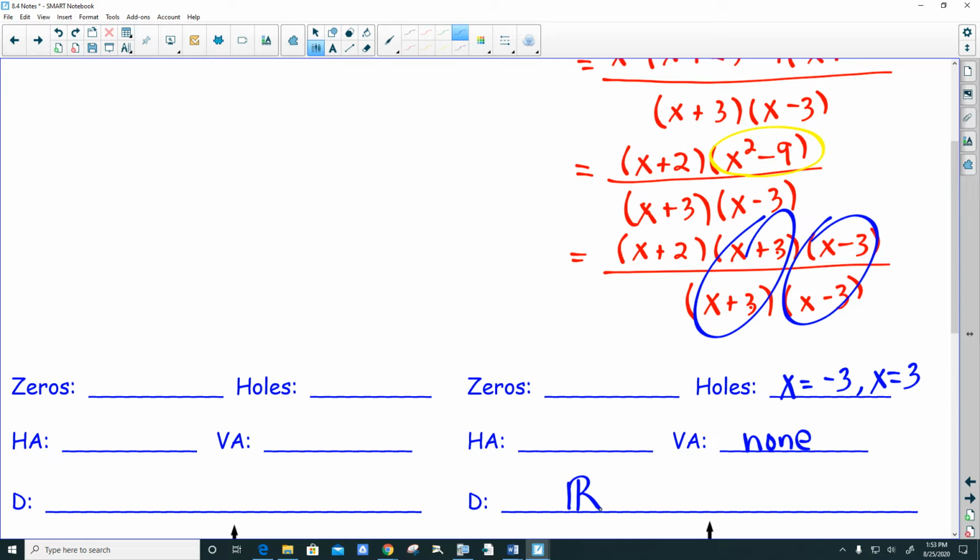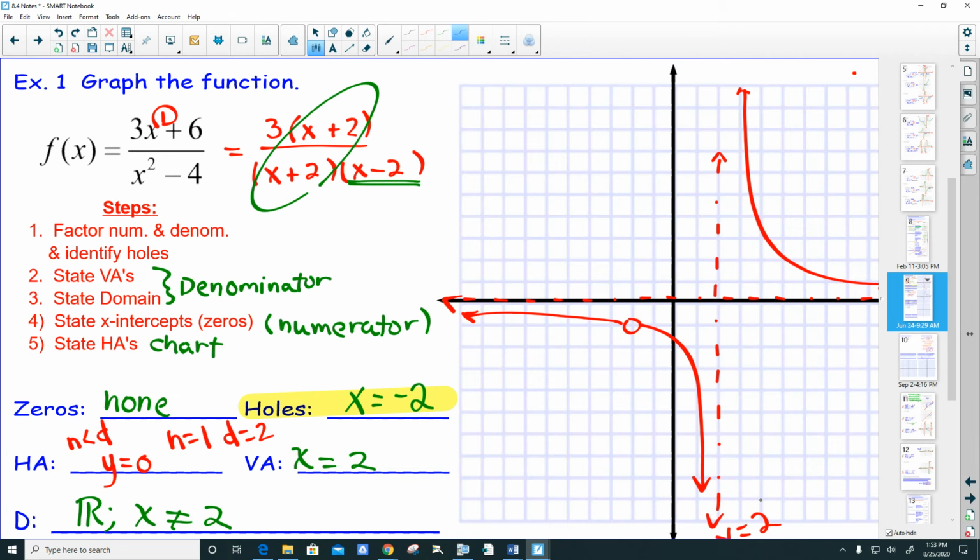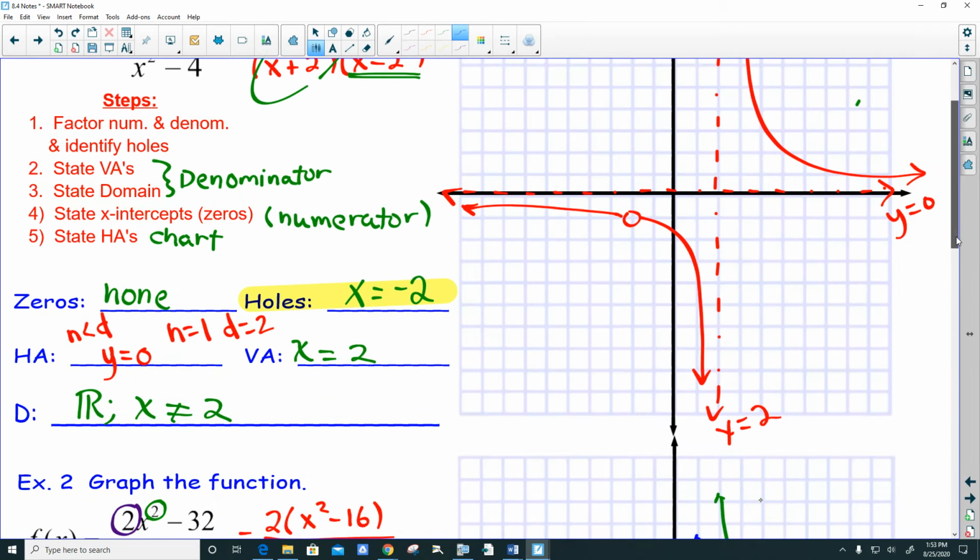Well, that's not true. My domain restriction has to be where there are holes. I apologize. Your domain restriction is always a combination of your holes and your vertical asymptotes. I'm going to flip back to this previous example we did and see if I did that. I don't know that I did.